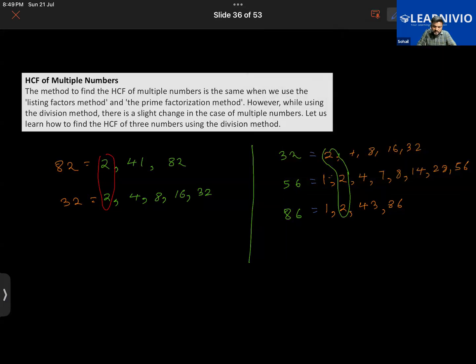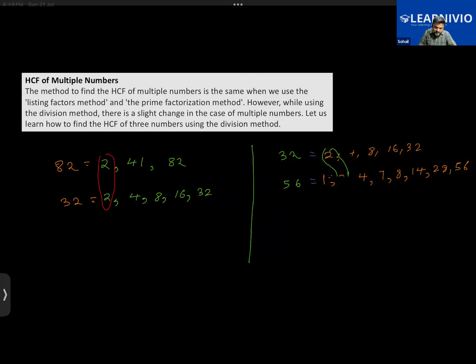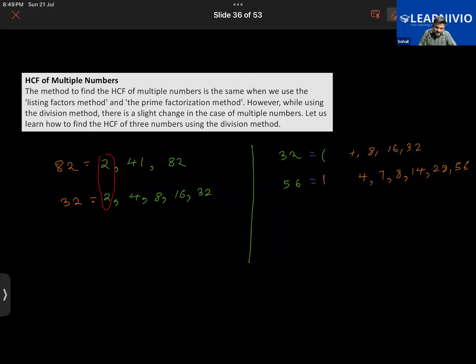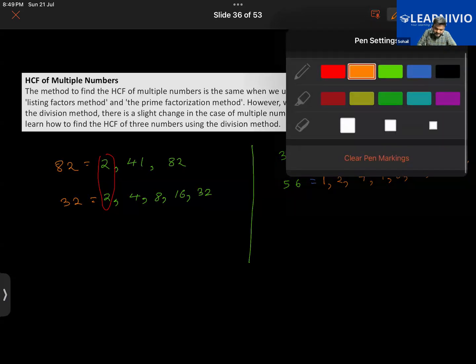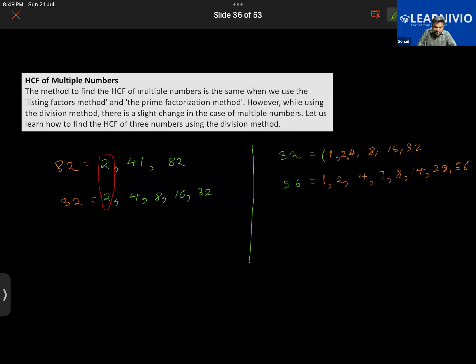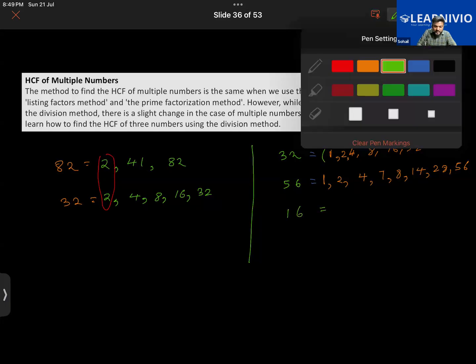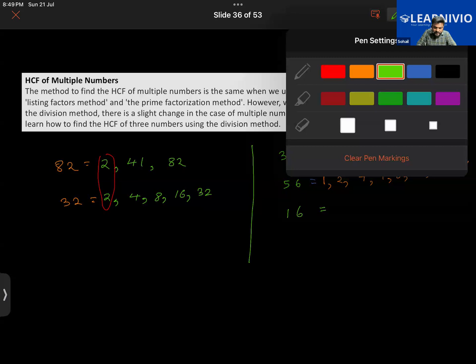Okay, now let us change the numbers now. What if in place of 56 we had a different number? In place of 56, let us take another number. How about we take a number 16? Okay. You guys tell me what are the factors of 16 quickly?